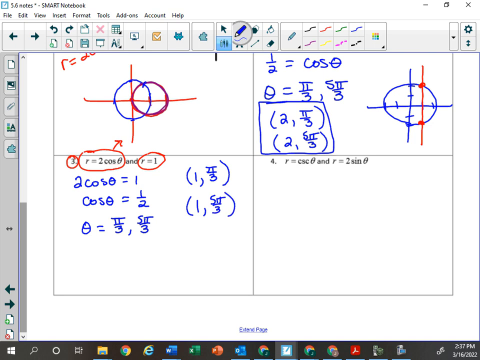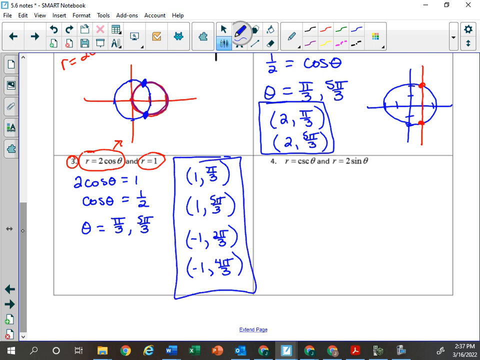Okay, and that makes sense. r = 1 at pi over 3 was up there. r = 1 at 5 pi over 3 is down there. But that's only giving you 2 of the answers. So you have to think back, what are other ways that I could name that point with my theta still being between 0 and 2 pi? Did you say 2 pi over 3? Okay, and -1.